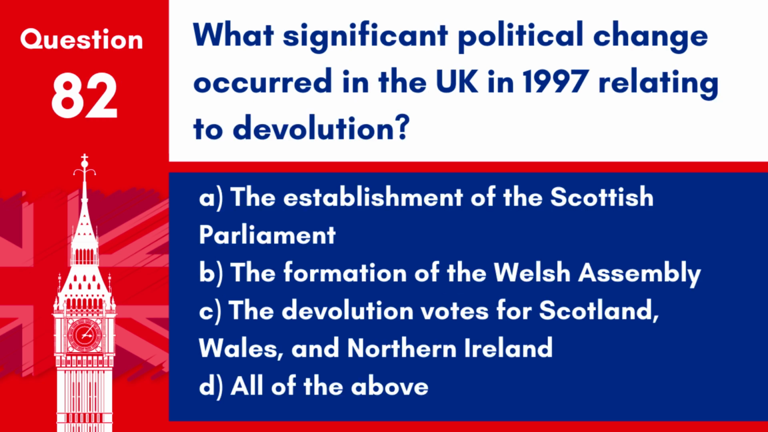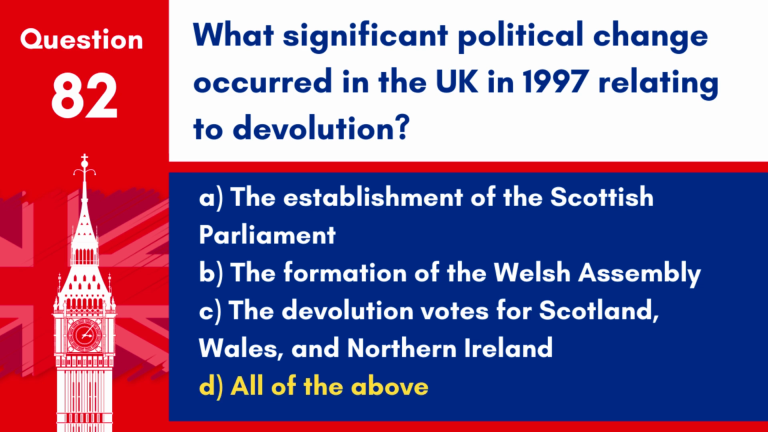Question 82. What significant political change occurred in the UK in 1997 relating to devolution? A. The establishment of the Scottish Parliament. B. The formation of the Welsh Assembly. C. The devolution votes for Scotland, Wales, and Northern Ireland. D. All of the above.